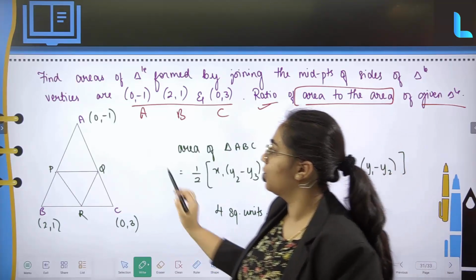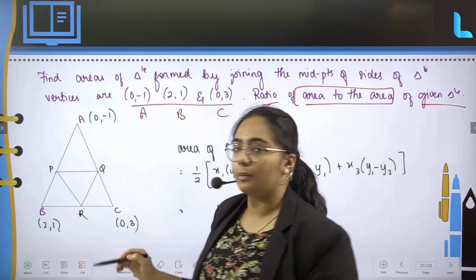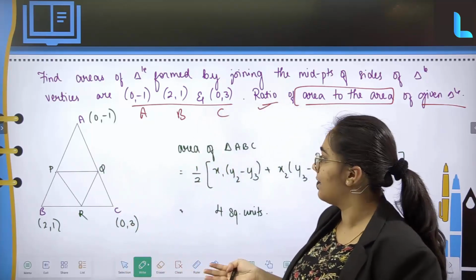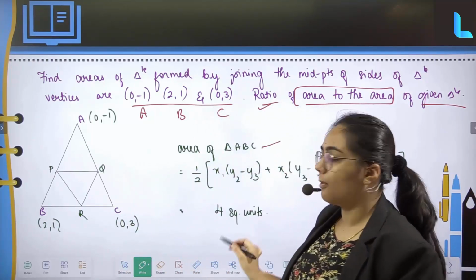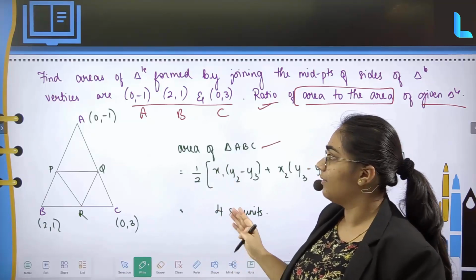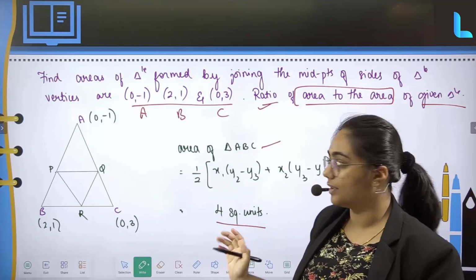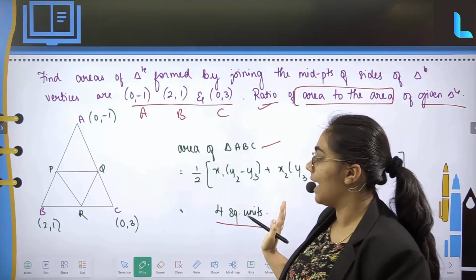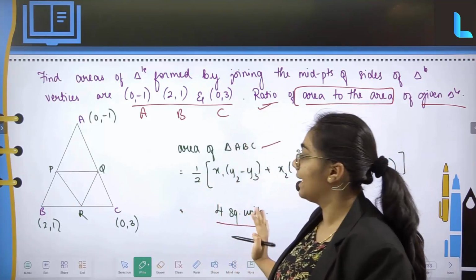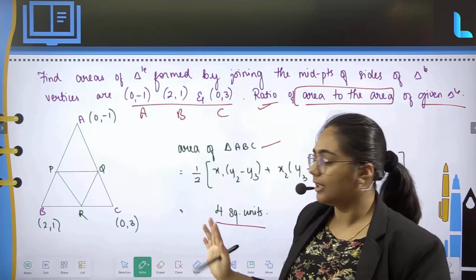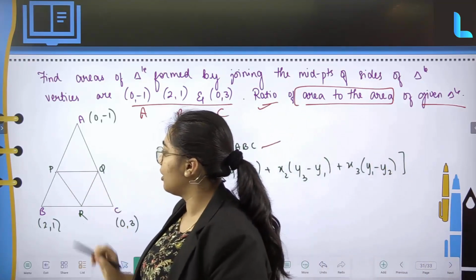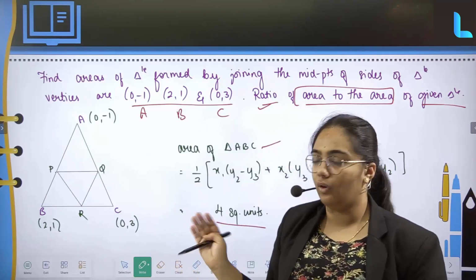First and foremost, finding the area of triangle ABC is very simple. Just apply the formula with x1, y1, x2, y2 and so on, and you will get the answer as 4 square units. You just have to substitute the values. Once you have the area of triangle ABC, our question doesn't stop there. We should go ahead and find the area of PQR also.